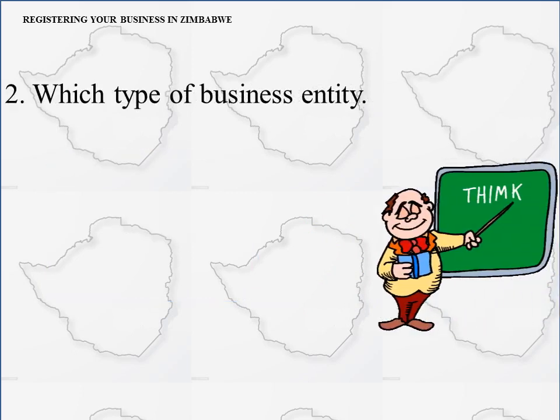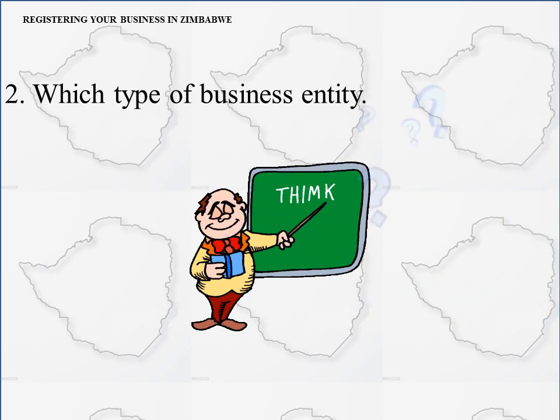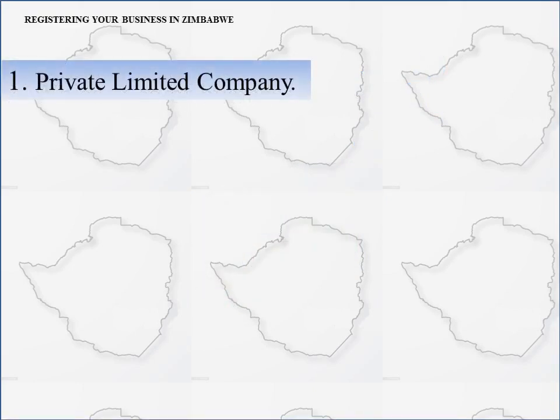Now, to decide on the type of entity to register your business as, one only needs to look at the type of business they have. We have various types of entities in Zimbabwe, and we are going to look at the most popular ones and discuss those. First, and in no particular order, we have 1, a private limited company.